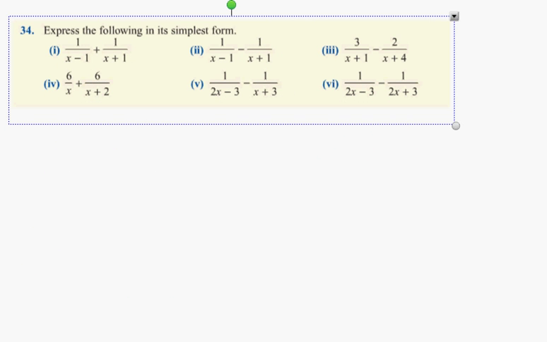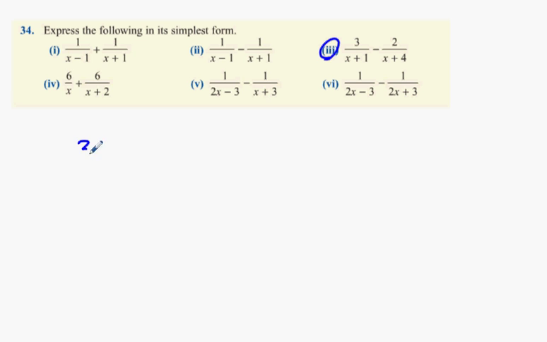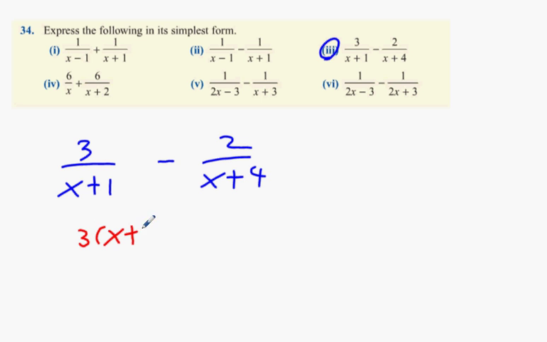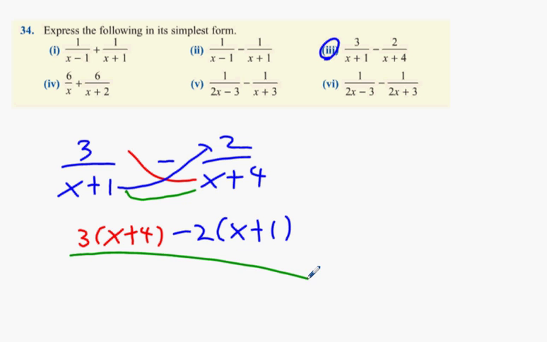Anything on 34? That's right, part 3. 3 over x plus 1, minus 2 over x plus 4. What's the method we use for this? The 3 lines. So x plus 4 goes up to the 3, so it's 3 multiplied by x plus 4, line number 1. Line number 2, the x plus 1 goes beside there, minus 2. And finally line number 3, the bottoms go together to make x plus 1 and x plus 4.